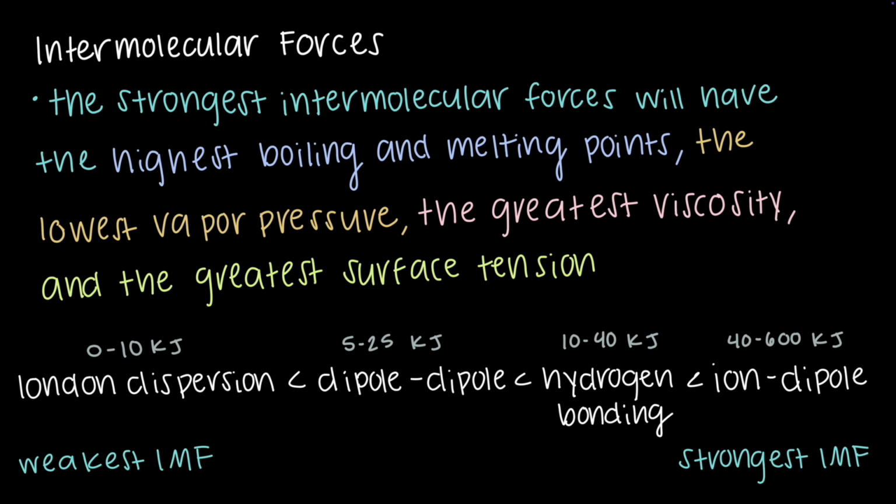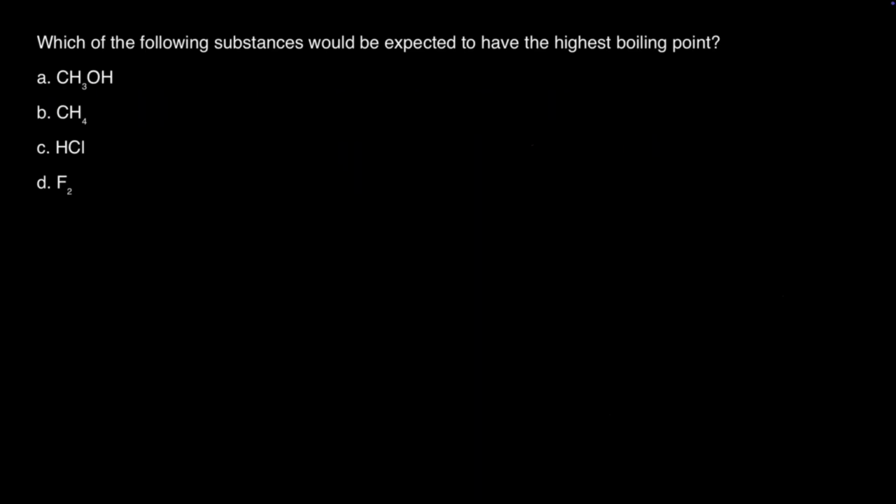As a rough ranking of strength, dispersion is the weakest, followed by dipole-dipole, and then hydrogen bonding and ion-dipole forces are the strongest. Stronger intermolecular forces lead to higher boiling and melting points, lower vapor pressure, and greater viscosity and surface tension. Let's go through an example for using intermolecular forces to predict boiling points.